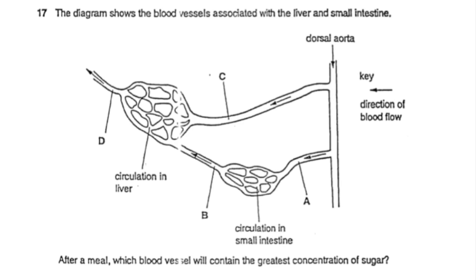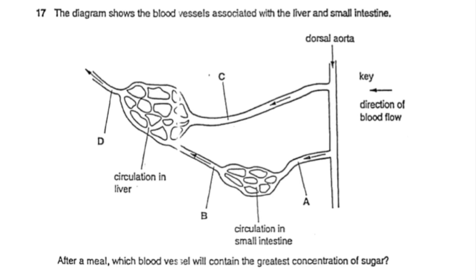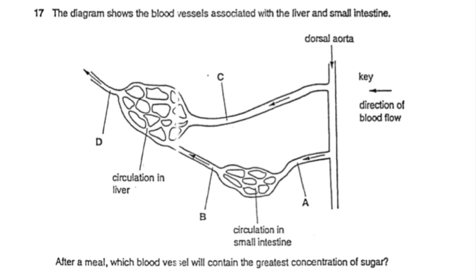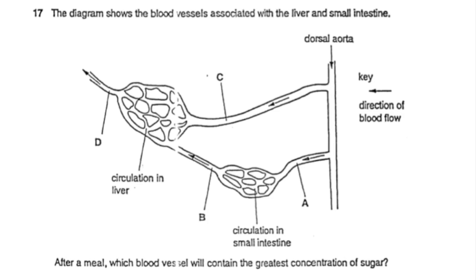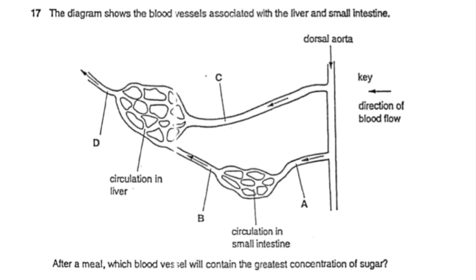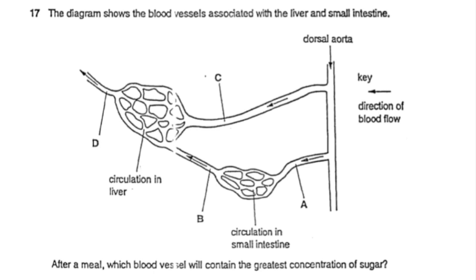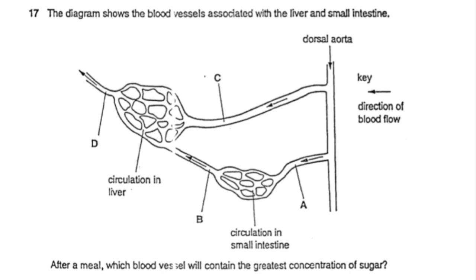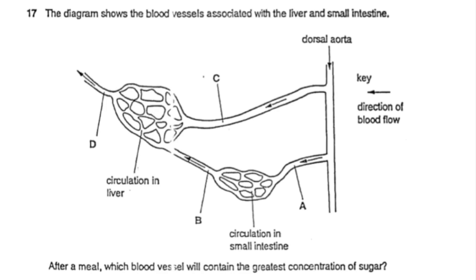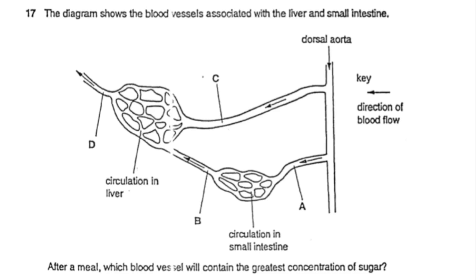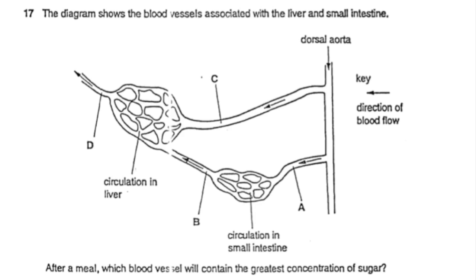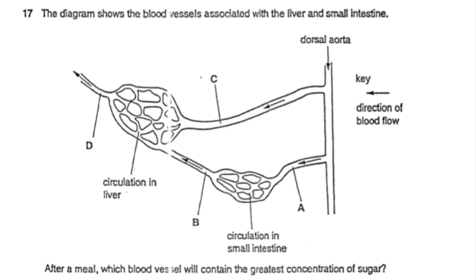Number 17. The diagram shows the blood vessels associated with the liver and small intestine. After a meal, which blood vessel will contain the greatest concentration of sugar? This diagram might seem a little bit complicated, but it really is not. Right after A comes circulation in the small intestine. And the small intestine absorbs food, so when it comes out of the small intestine, there will be a high concentration of sugar. So what comes right after the small intestine is B. So the answer is B.